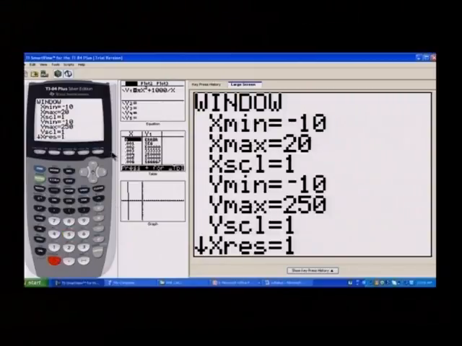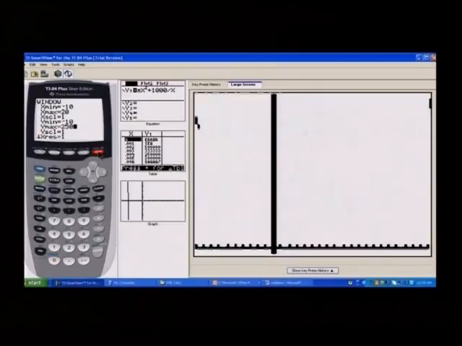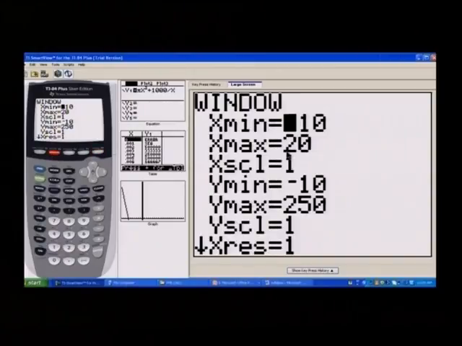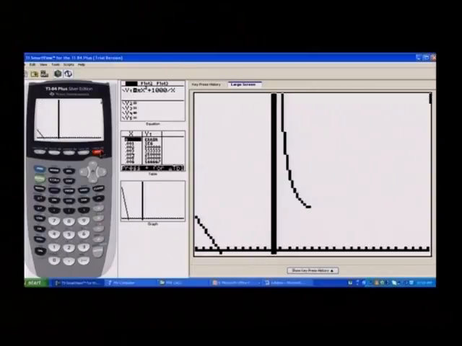All right, once we're satisfied with our window, let's graph it and see what we see. Okay, I don't see enough, so I'm going to go back and readjust my window. Let me expand my y max, because that's probably where I'm not seeing enough of my graph. Let's really expand it. Let's go to 1,000. All right, and let's try graphing again. But this is the process you're going to have to go through. Play with it a little bit. There we go. All right.